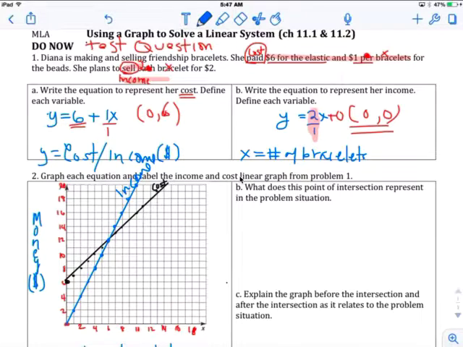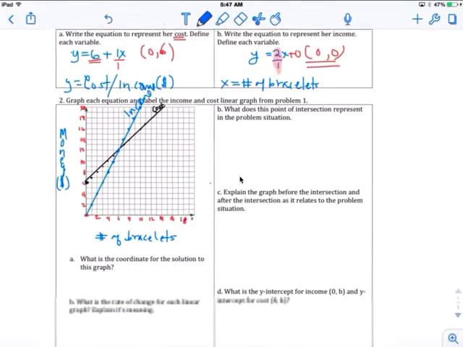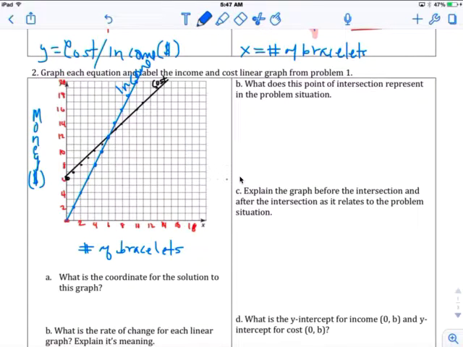What does the point of intersection represent? As to what is the coordinate for the solution to this graph. Solution is where they meet. The coordinate is 6 and 12. Coordinate is 6 and 12.